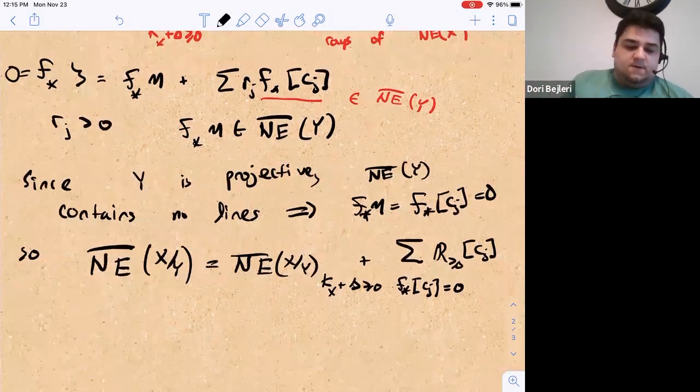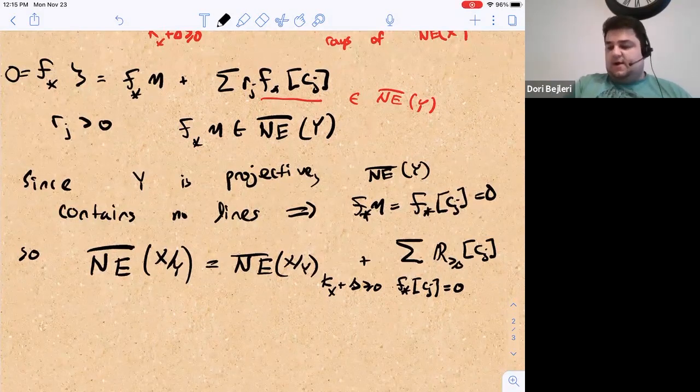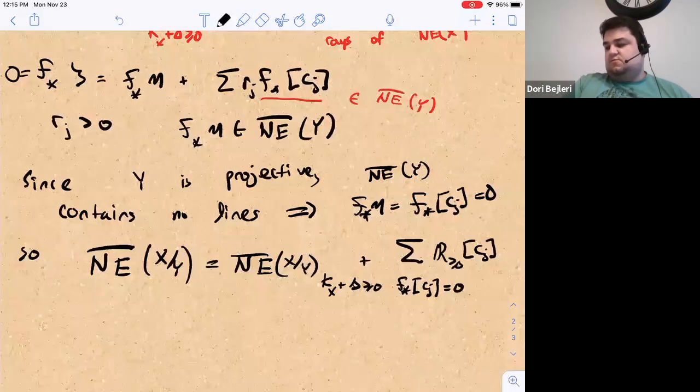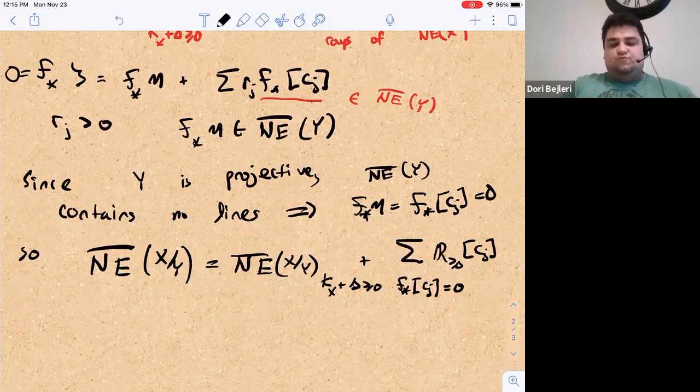Okay, so that gives us the first part of the cone theorem, that the relative cone can be written as the relative cone where things are non-negative plus a sum of rays where K_X plus Delta is negative and that are contracted by f. Okay, so that.